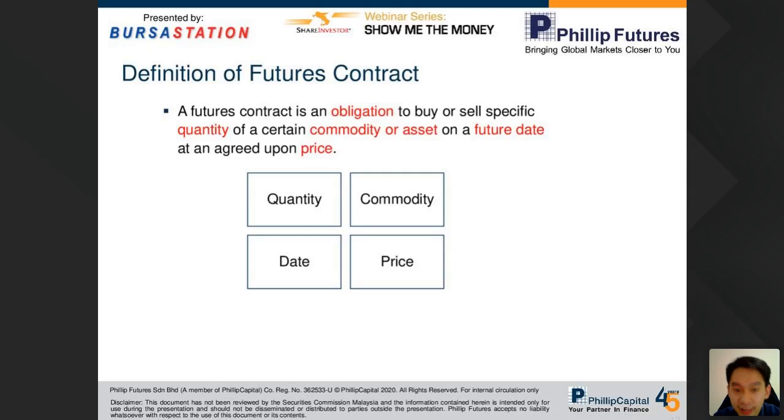Then you have the date element. The date element mainly refers to the expiry date. For a futures contract, as you can see in the operational definition, you are obligated to buy or sell on a future date. So the date here refers to the expiry date. For example, an August contract. When is the last expiry day for the August contract? It could be the last trading day usually. Then the price is, as everyone is familiar with, the current trading price of the contract.